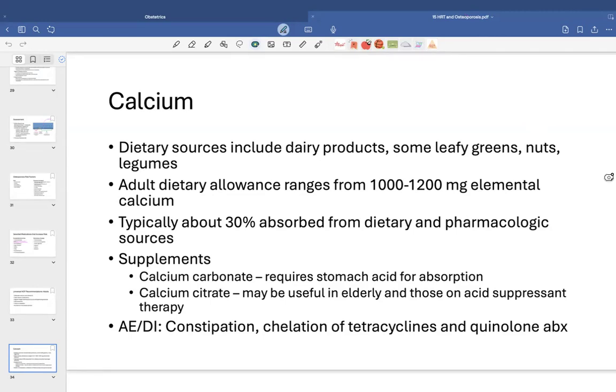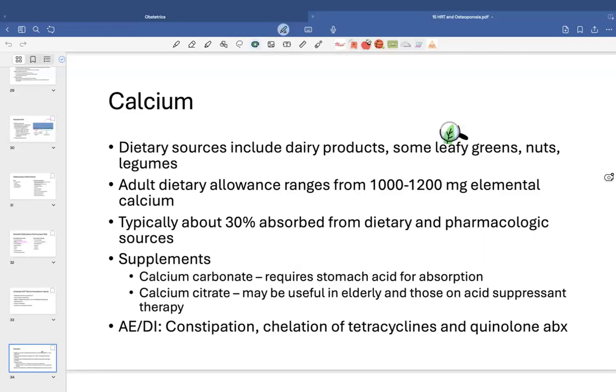Calcium is available via calcium carbonate. You will recall calcium carbonate is used as an antacid, right? Tums is calcium carbonate. So that will actually have almost an unwanted effect of reducing stomach acid, but you still get enough calcium absorption from that to make it worthwhile. Calcium citrate does not have an antacid property.